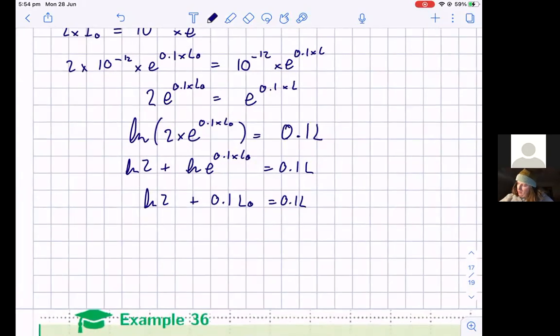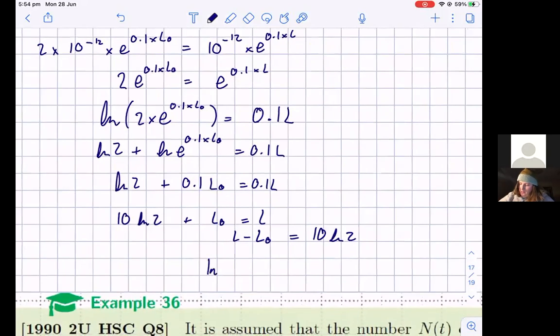Get rid of those 0.1s: dividing by 0.1 is the same as multiplying by 10. 10 ln 2 plus L naught equals L. Which means L take away L naught equals 10 ln 2. So for it to have doubled, it must have increased by 10 ln 2.